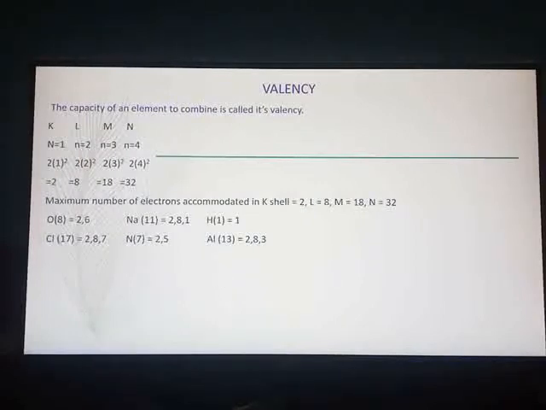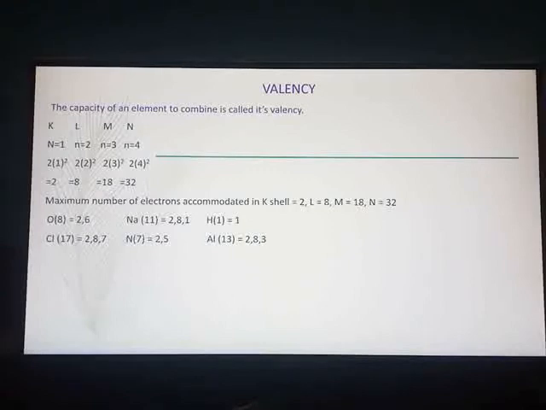You all know that there are many shells around the nucleus. The first shell is denoted by K, the second shell by L, M and N respectively. So for the first shell n is equal to 1, n is equal to 2, third shell n is equal to 3, fourth shell n is equal to 4.